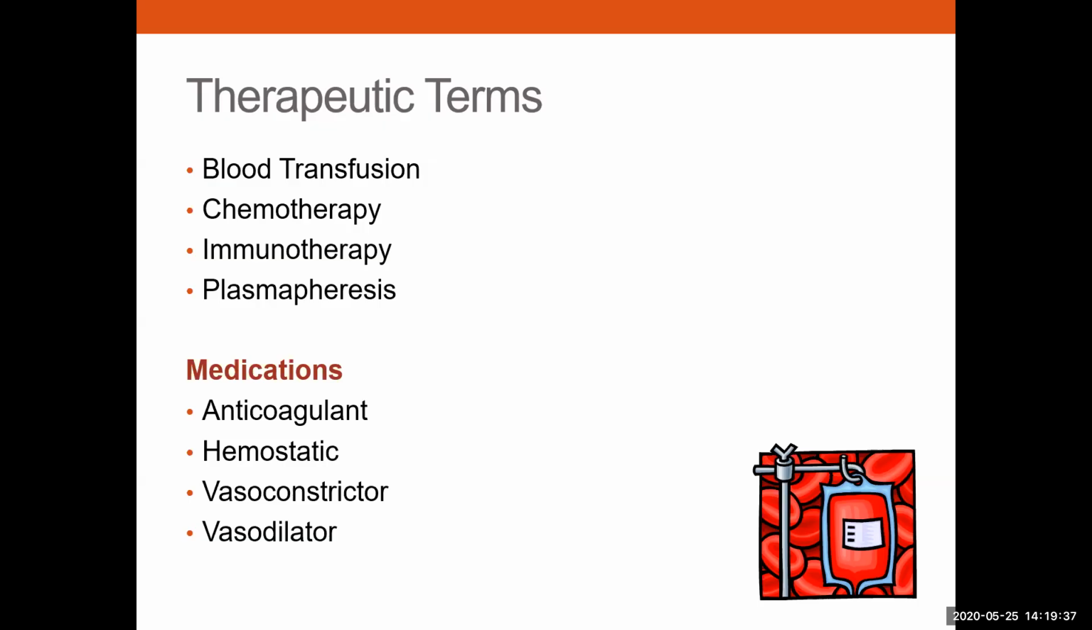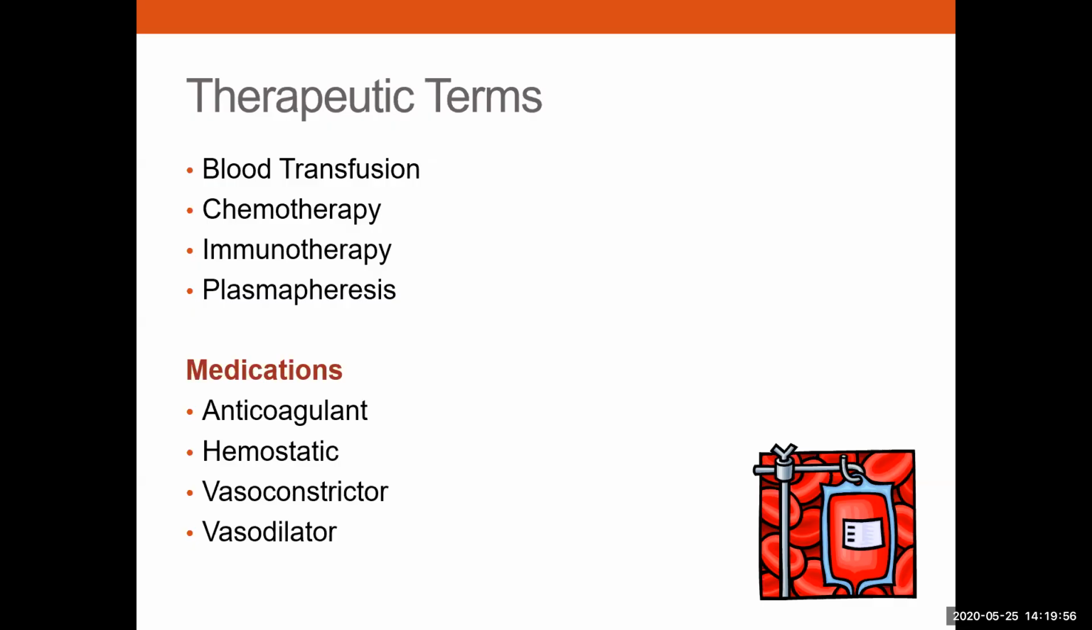A blood transfusion, we can give whole blood, we can give packed red blood cells, we can give platelets, we can give what we call fresh frozen plasma, but typically the number one thing we give is packed red blood cells. So if somebody's anemic or loses blood, we do a packed red blood cell transfusion.